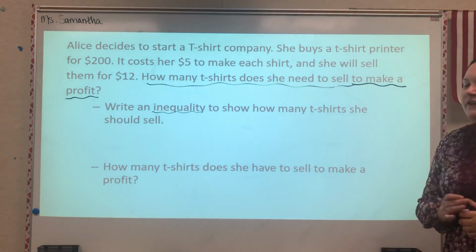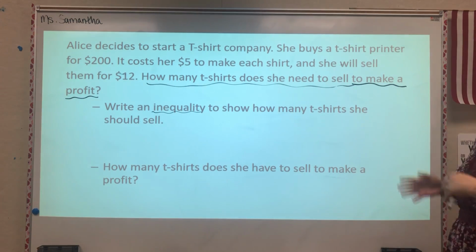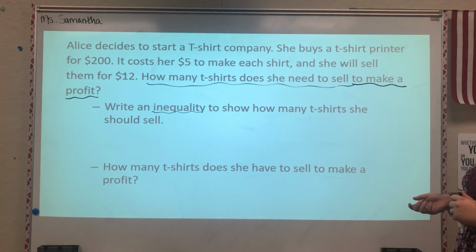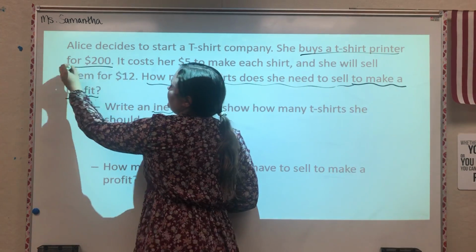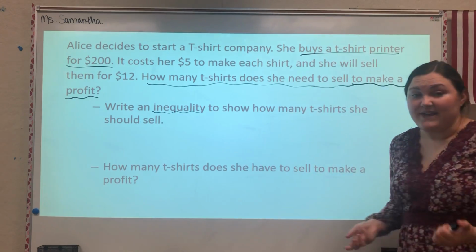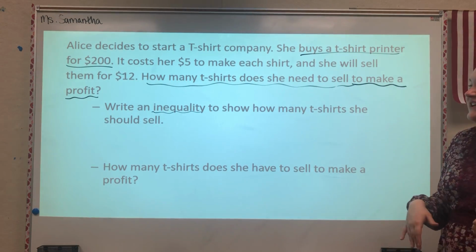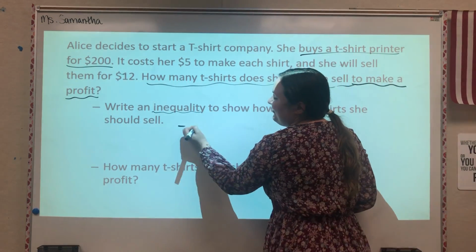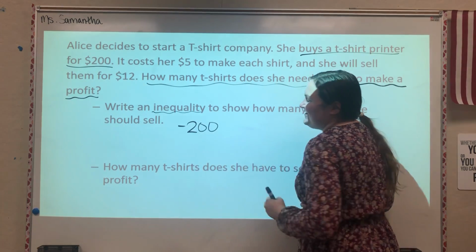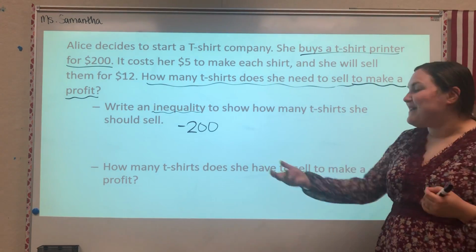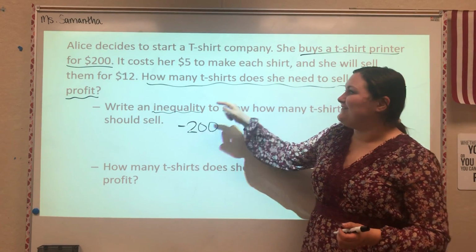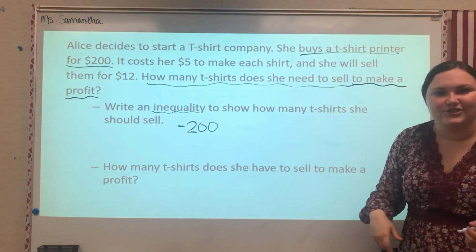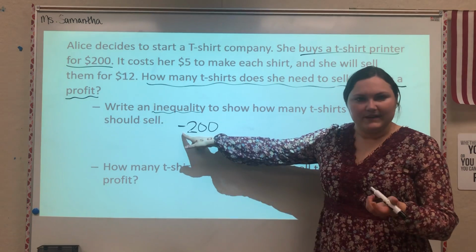So we're trying to figure out something to represent the money she's making, right? Well, the very first thing she did is she buys a t-shirt printer for $200. It's money she spent. So it means the very first thing she does is she puts herself in the hole, $200. She's starting off, you have to spend money to make money. She started off by spending $200. I'm using a negative sign because if she doesn't end up selling a single shirt, she ends up losing money. She's lost $200.